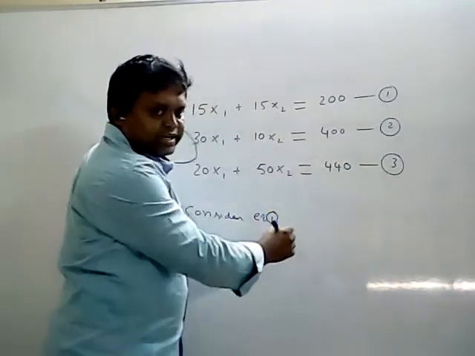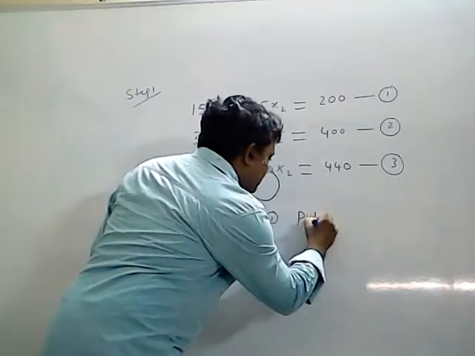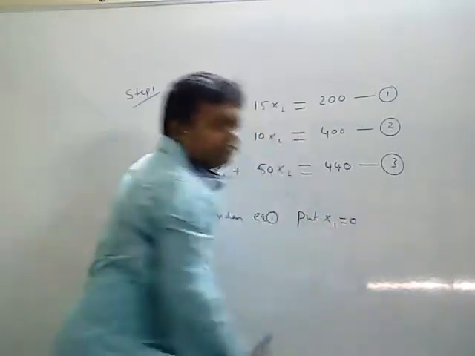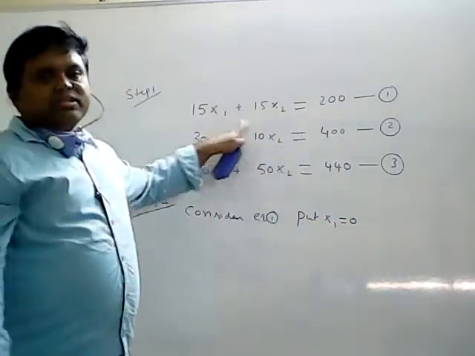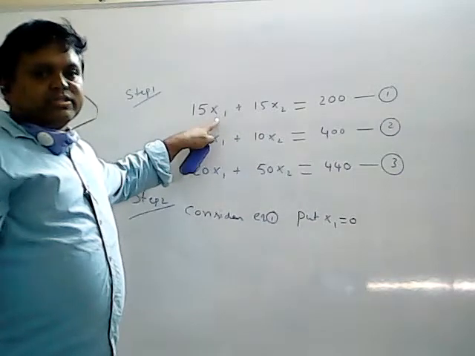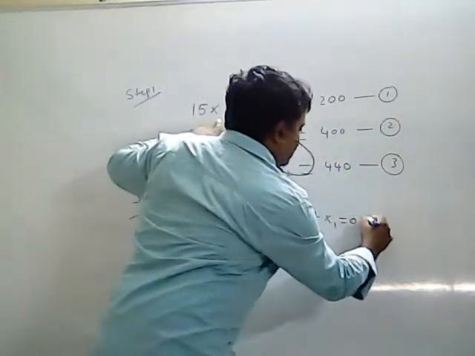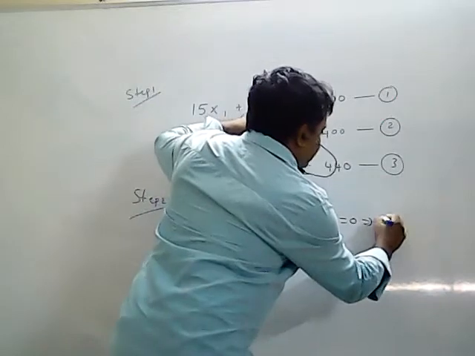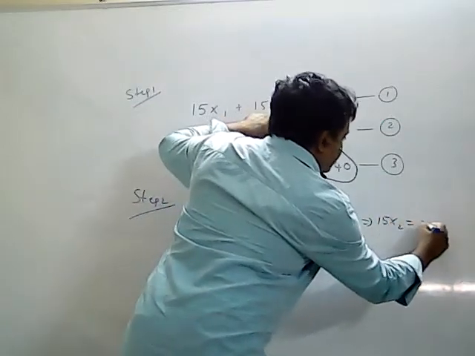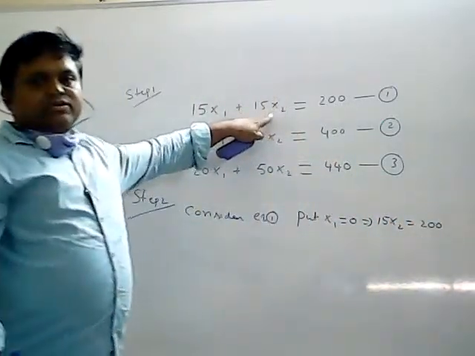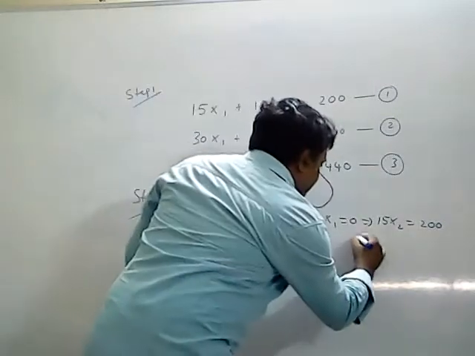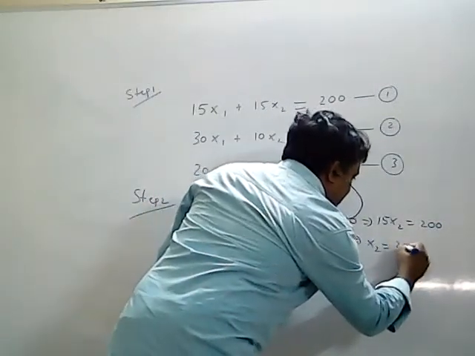Put x1 equal to 0. In equation one, put x1 equal to 0, then what do you get? 15x2 equal to 200. That means what is the x2 value? x2 equal to 200 by 15.